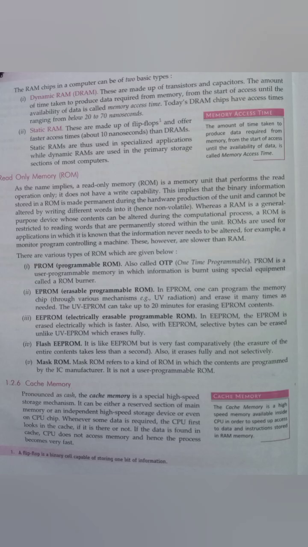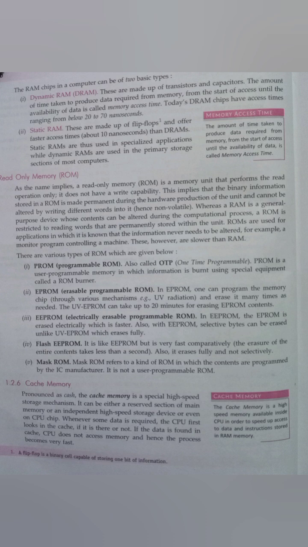There are 2 types of RAM, dynamic RAM and static RAM. Dynamic RAM is made up of transistors and capacitors, while static RAM is made up of flip-flops and offers faster access time than the dynamic RAM. Then second is read-only memory. As the name implies, it does not have capability to write. It is non-volatile memory and it is slower than the RAM.